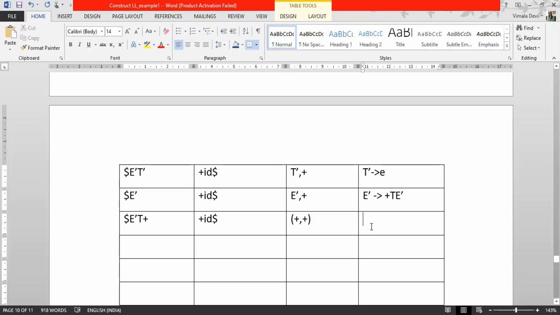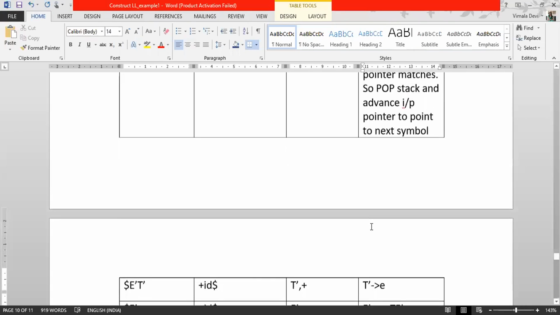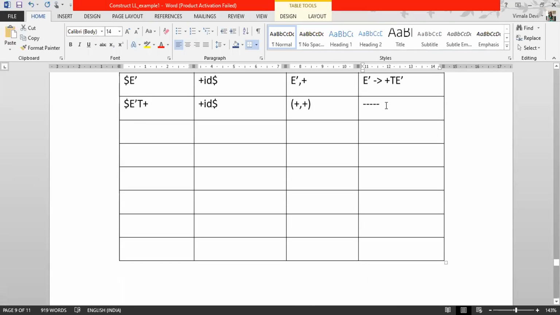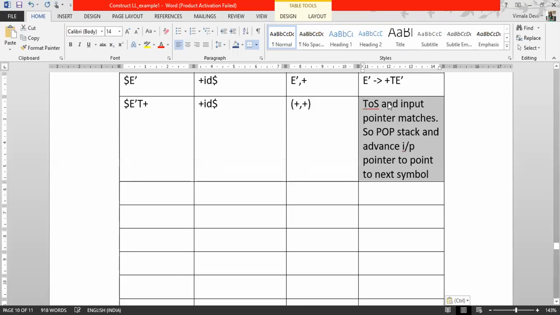So you need to write the parsing action, whatever I have given in the sentence there, that you need to fill here, when you are writing the answers in the notebook. So let me copy it here. You have to clearly mention what is the parsing action we are taking at each and every step.